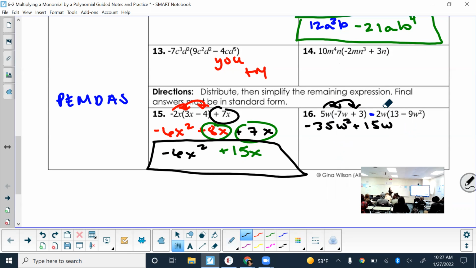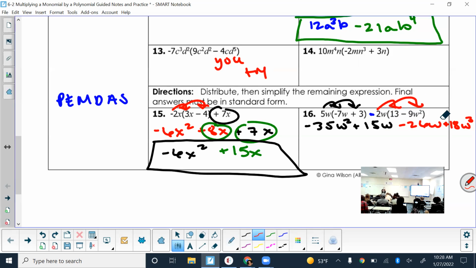Over here, I also need to multiply, so we can do that now. So distribute that and multiply it out. What do you get from distributing that one? Negative 2w times 13 is what? Negative 26w. And negative 2w times negative 9w squared. Good. And sorry, I'm just a little bit up there. But yes, positive 18w cubed.